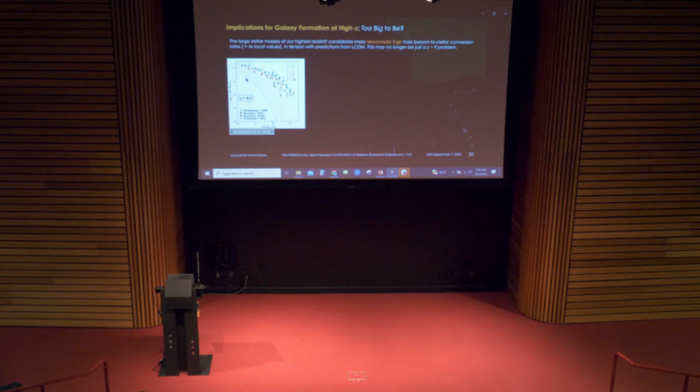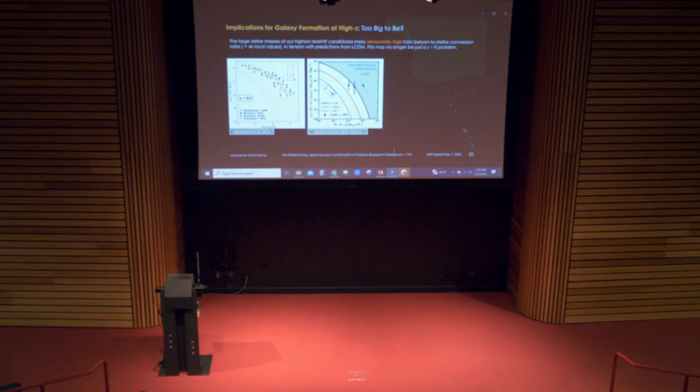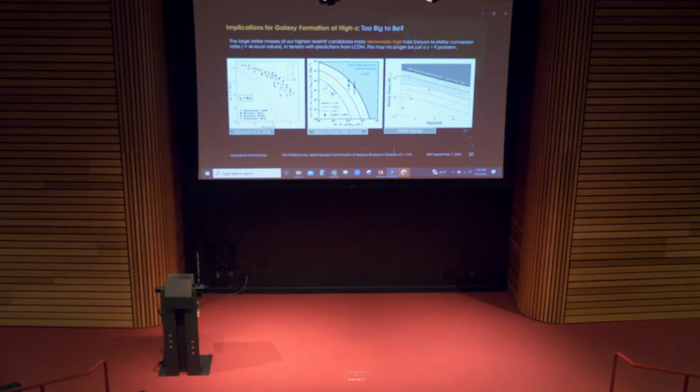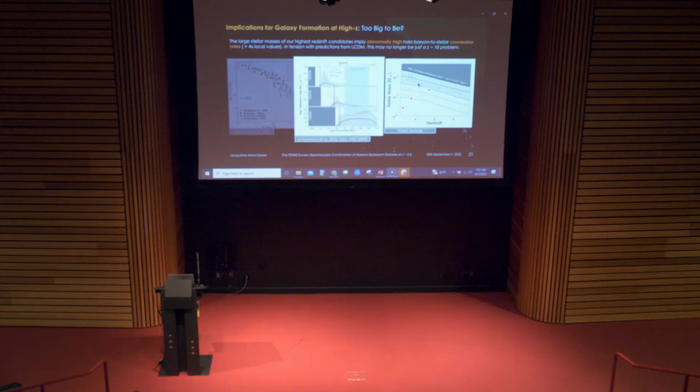Now with JWST, we've uncovered massive galaxies at redshifts 8 to 10, which push against these limits, further straining tensions with theory. Our most massive candidate, which is coincidentally our highest redshift candidate, tells a similar story. Depending on the assumed number density, if the stellar mass and redshift of this candidate are correct, it would require about 98% of its halo baryons to be converted into stars.